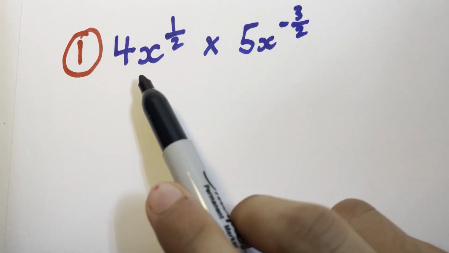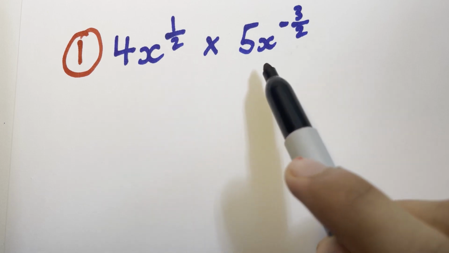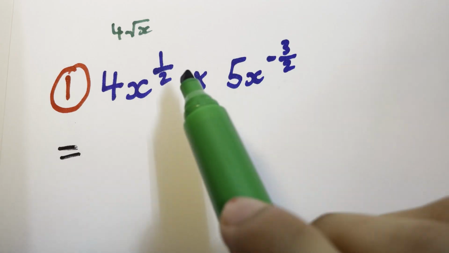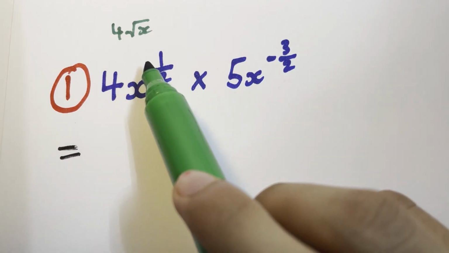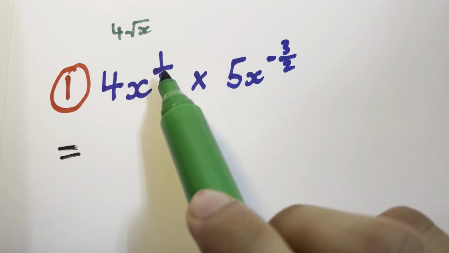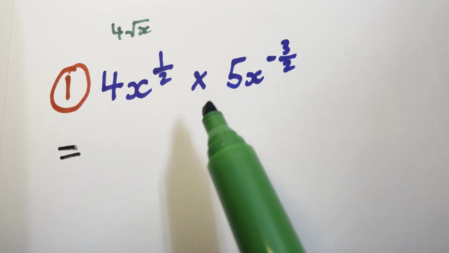The first question reads 4x to the power of a half times 5x to the power of minus 3 over 2. Make sure to pause the video and try it yourself. When you see the half power, it might seem tempting to rewrite this as 4 root x. However, you'll find that in the context of the whole question, it's usually best to leave roots till the end and try solving the exponents and simplifying them as much as you can first.